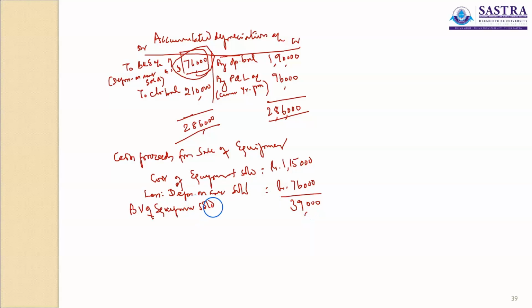For which you made a profit, add profit on sale of rupees 19,000. That means your sale proceeds should be rupees 58,000. So you must have sold the equipment at 58,000, but its worth is only 39,000, by doing which you have made a profit of 19,000. So 58,000 is nothing but cash from sale of equipment.